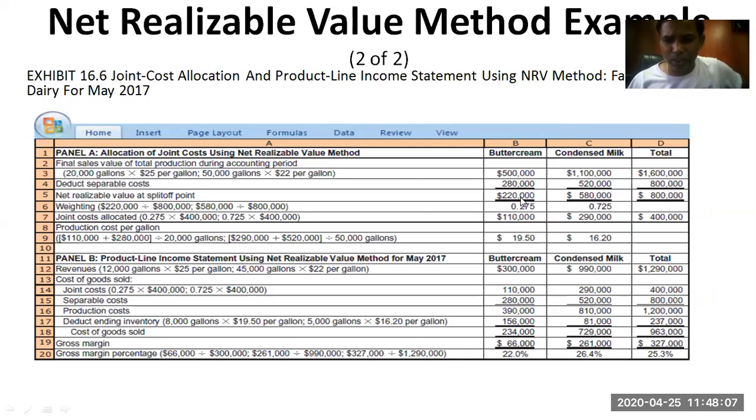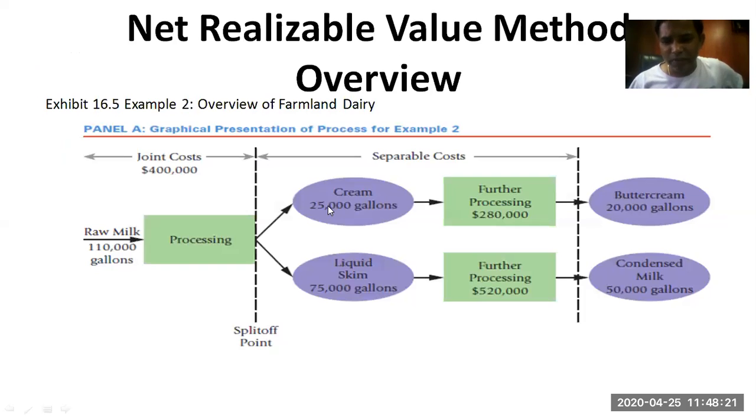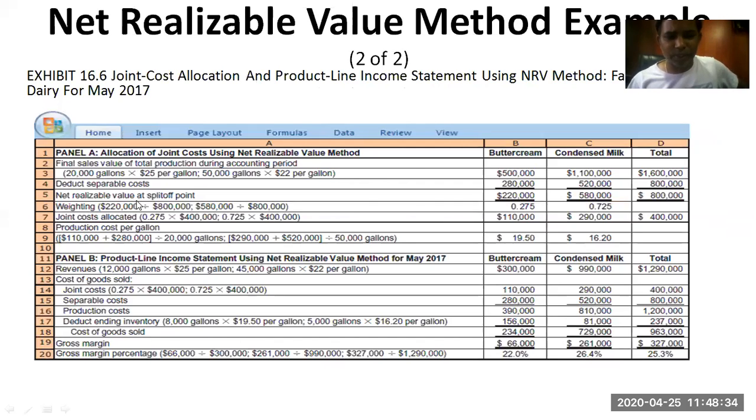After deducting separable cost, you will have NRV. Sales value minus separable cost gives you NRV, net realizable value at split off point. If you look at this diagram, I am deducting this respective cost from buttercream, where I am standing at this point. That is why it is known as NRV at split off point. The total of these two will help us find the weightage.